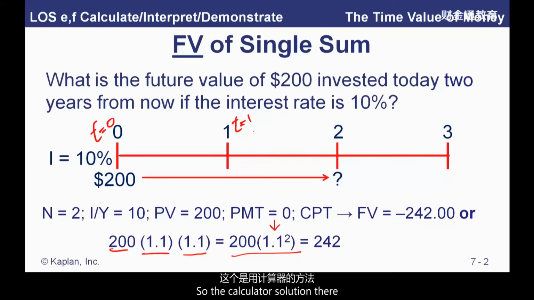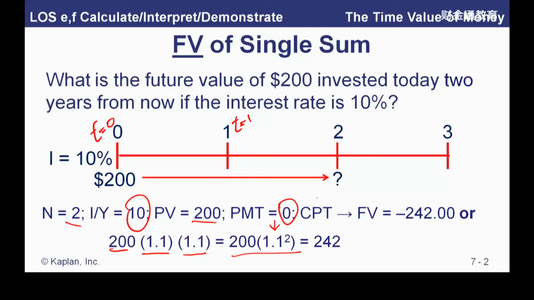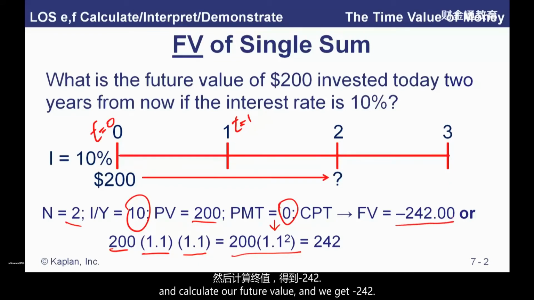So the calculator solution there on your time value of money keys: 2 periods, 10% interest rate per period. Our present value is 200. We're not making any more payments into this account. We're just letting it earn interest, and calculate our future value, and we get minus 242.